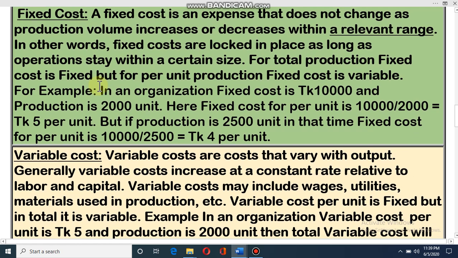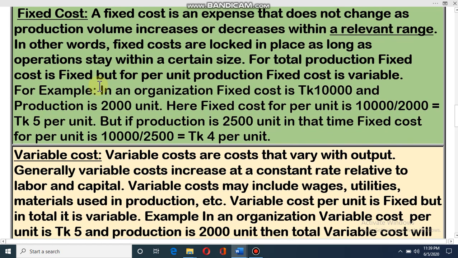Dear student, what is fixed cost? A fixed cost is an expense that does not change as production volume increases or decreases within a relevant range. That means this type of cost will be fixed. It will not be changed. It is fixed for the organization, fixed for a certain amount of production. That's why it is the relevant range.